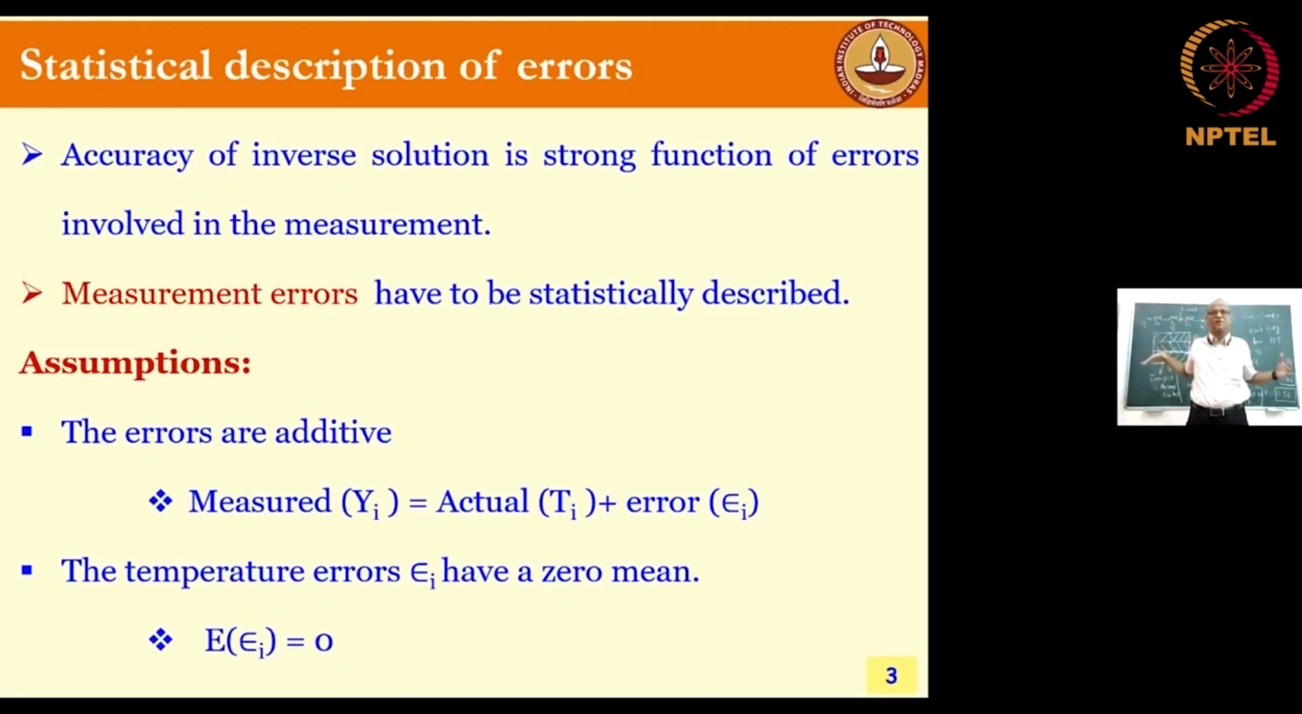Sigma over a large number of readings will result in a zero mean. That is why we say the mean or the expectation. The expectation is defined by capital E. Capital E of epsilon i equals 0.